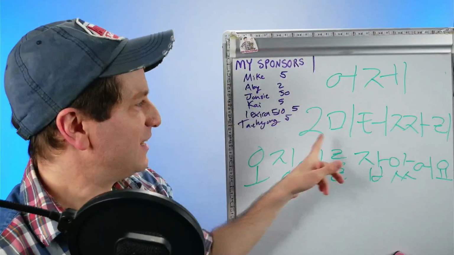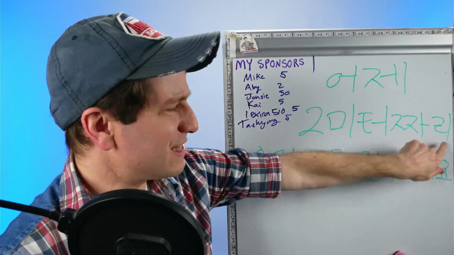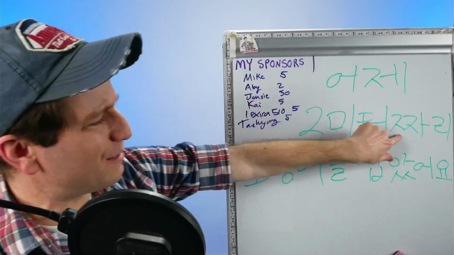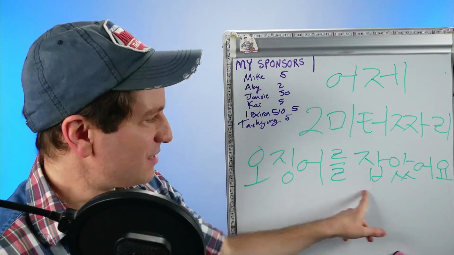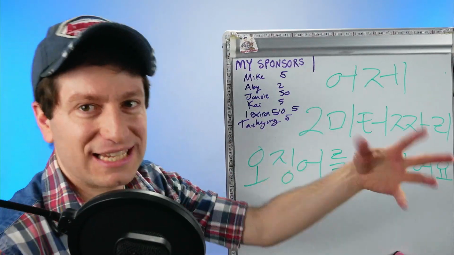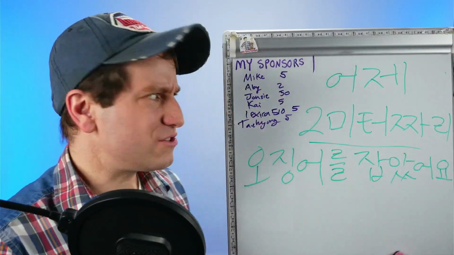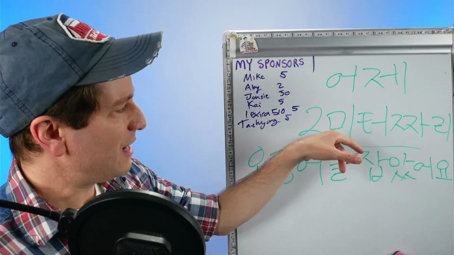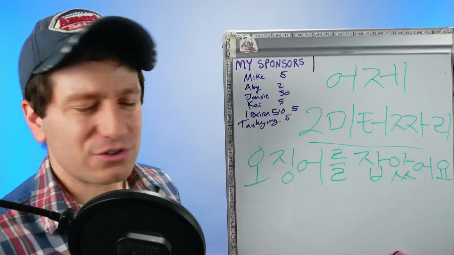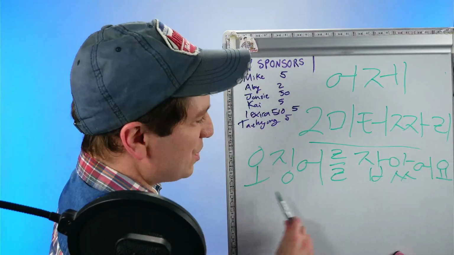어제, yesterday, 2m, 2 meters, 짜리. Again, something that is worth or something in amount that is 2 meters. 오징어, squid, 잡았어요. So I caught, 잡다 is to catch. So I caught a squid that is 2 meters, in this case, long, because it's meter. Or you can just say a 2-meter squid. So yesterday I caught a 2-meter long squid. 어제 2m짜리 오징어를 잡았어요.